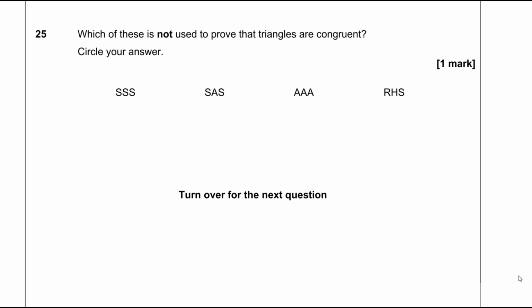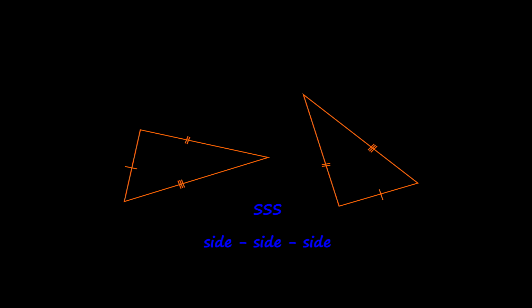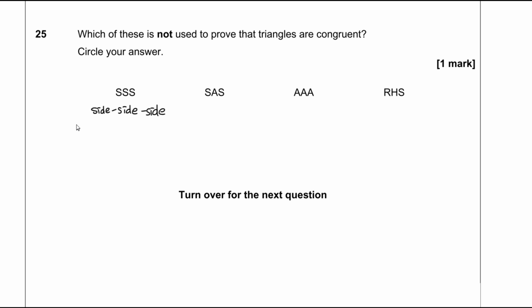Question 25. Which of these is not used to prove that triangles are congruent? Circle your answer. Let's take a look one by one. SSS stands for side, side, side. The SSS rule states that if 3 sides of one triangle are equal to 3 sides of another triangle, then the triangles are congruent. So SSS is one of the methods we use to prove that two triangles are congruent.